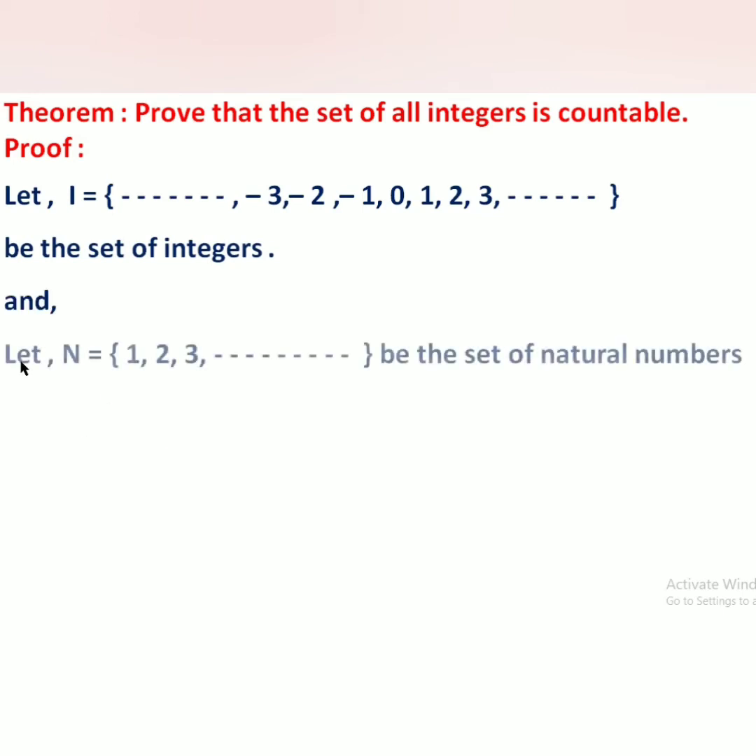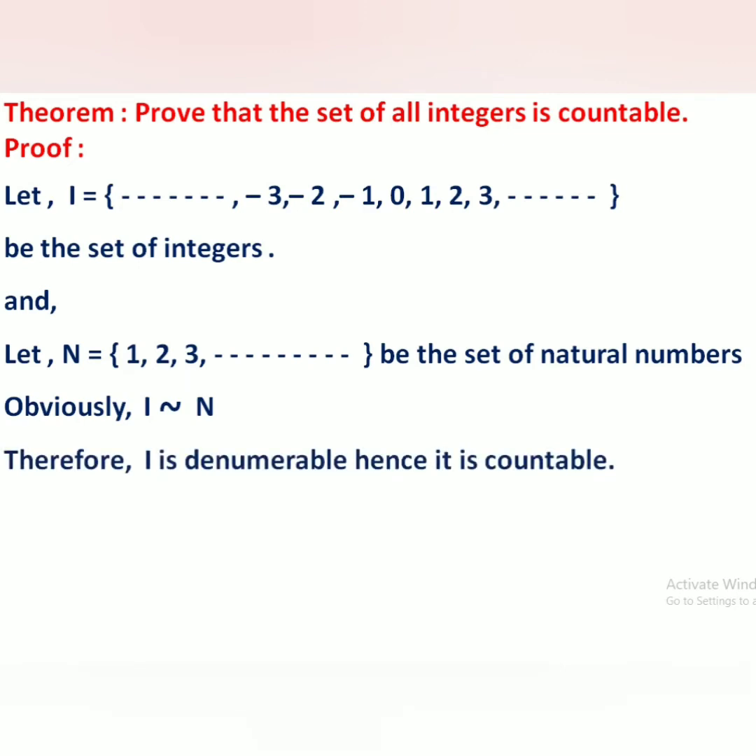Now consider the set of natural numbers, the set containing 1, 2, 3, 4 and so on, to be the set of natural numbers N. Obviously I is an infinite set, N is an infinite set, and I is equivalent to N. Therefore I is denumerable, since it is countable.